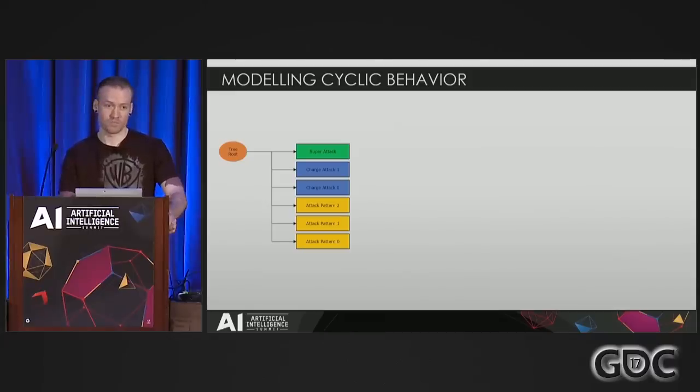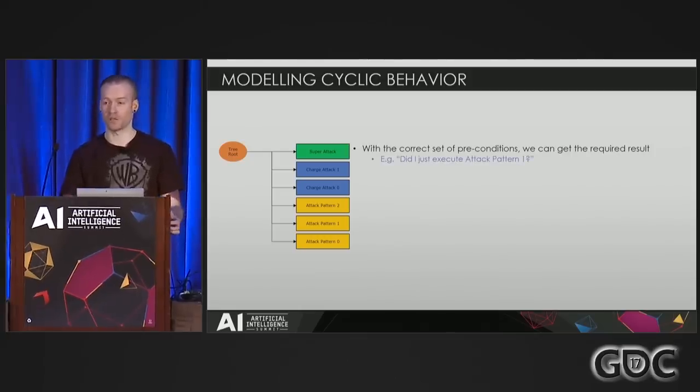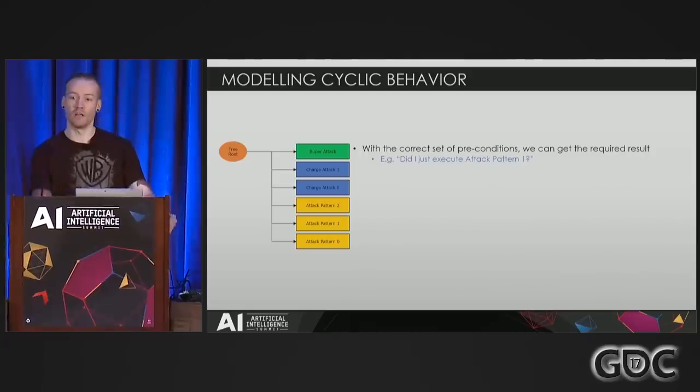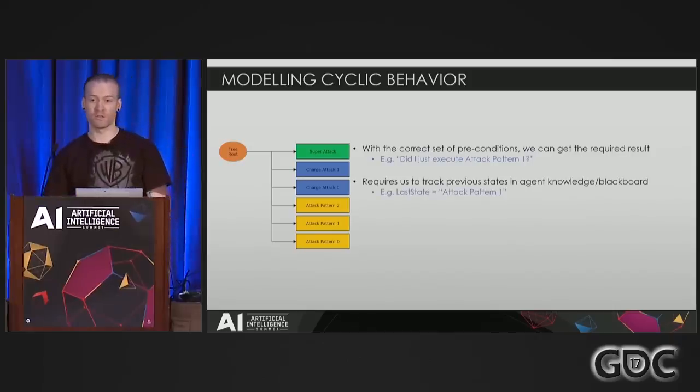So how do we do this modeling of the cyclic behavior? A lot of you in the room are probably doing this without realizing it. We end up doing preconditions to get the required results. So for example, we'll have stuff in our knowledge saying, hey, did I just do a charge attack? Yes, okay, cool. Then I can do this through another set of conditions somewhere else.